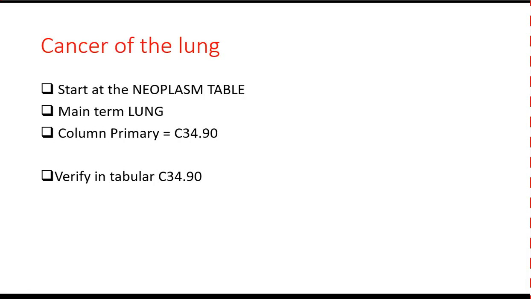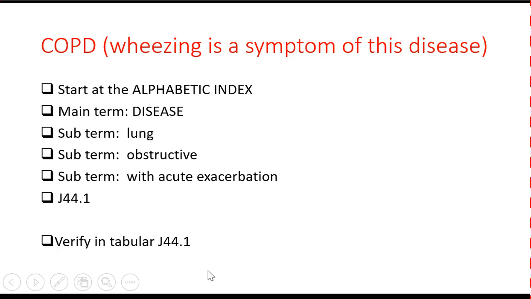So we're going to start by looking up cancer of the lung, and we're going to find cancer in the neoplasm table. So turn to your neoplasm table, look up the main term lung. Once you find that, go down the column for primary, and it tells you that the code is C34.90. Make sure then that you turn to your tabular and verify that code, C34.90.